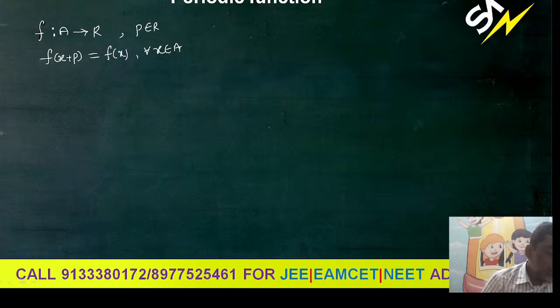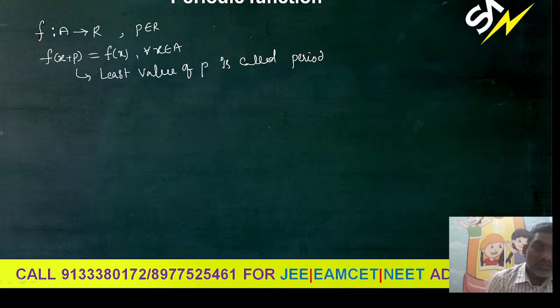Here p has many values. In all those values, the least value of p is called the period of function f, and the function f is called a periodic function.